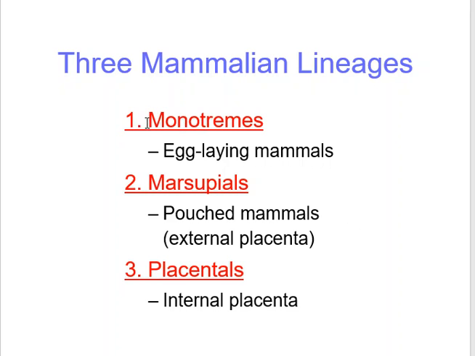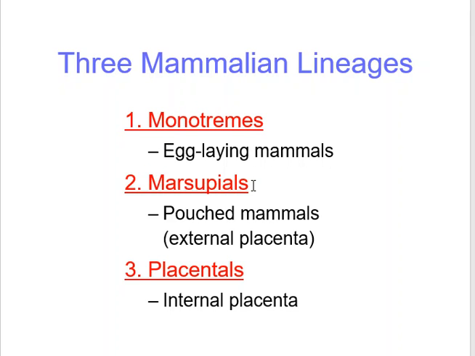The first one is monotremes, which are egg-laying mammals. If you didn't know, there are mammals that lay eggs. We're going to talk about them. Most of you already know this. Second group, which is the marsupials. Definitely all of you know this.